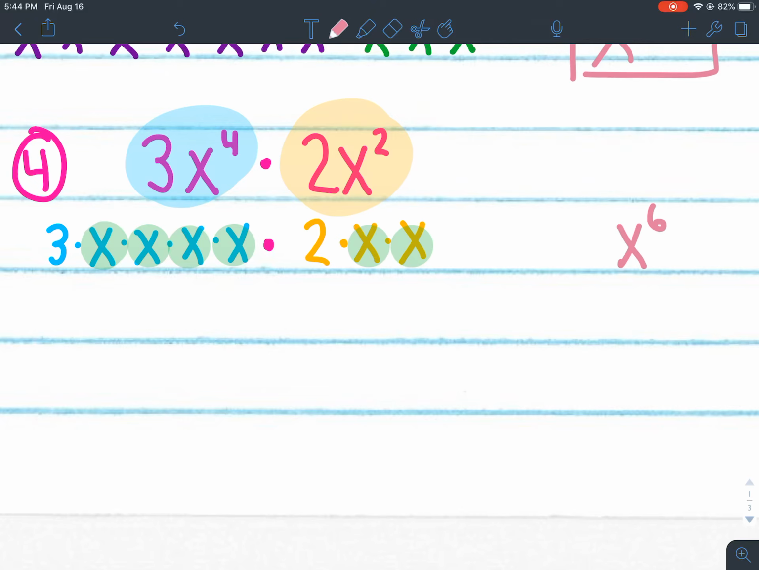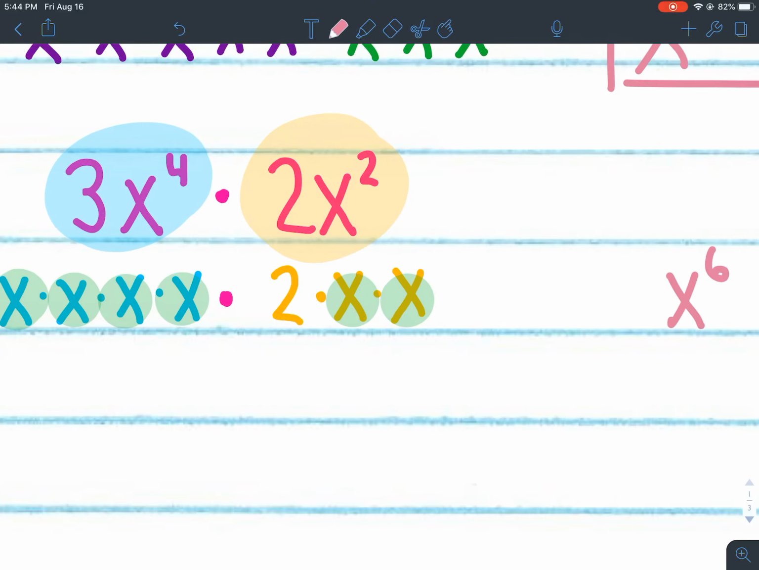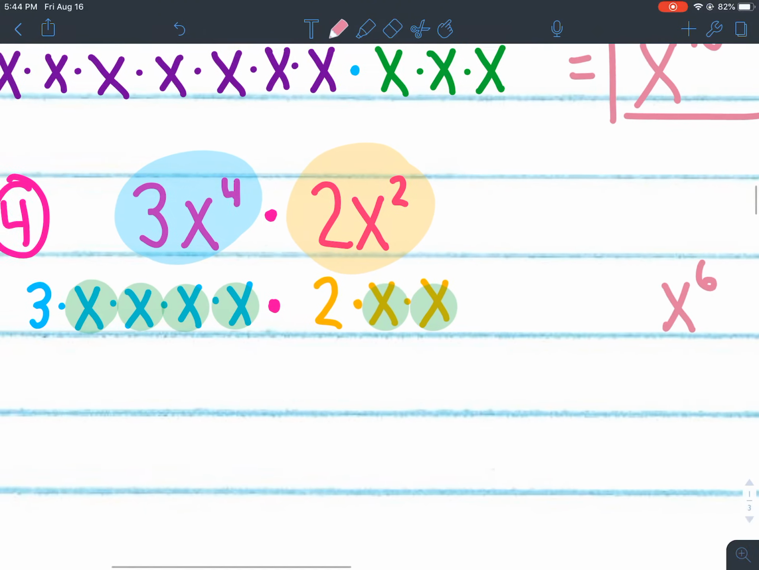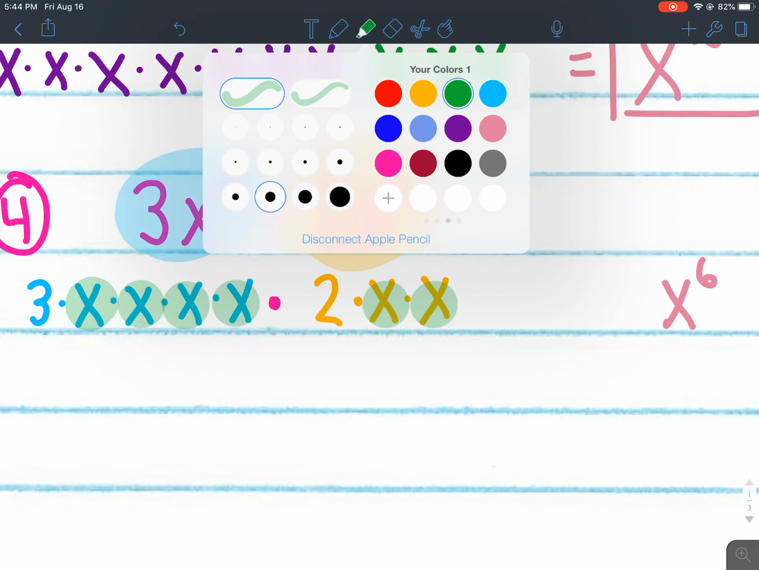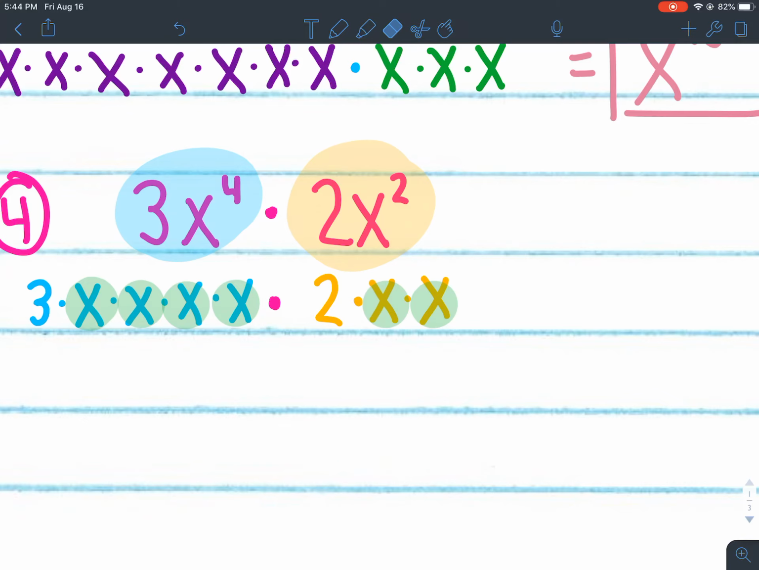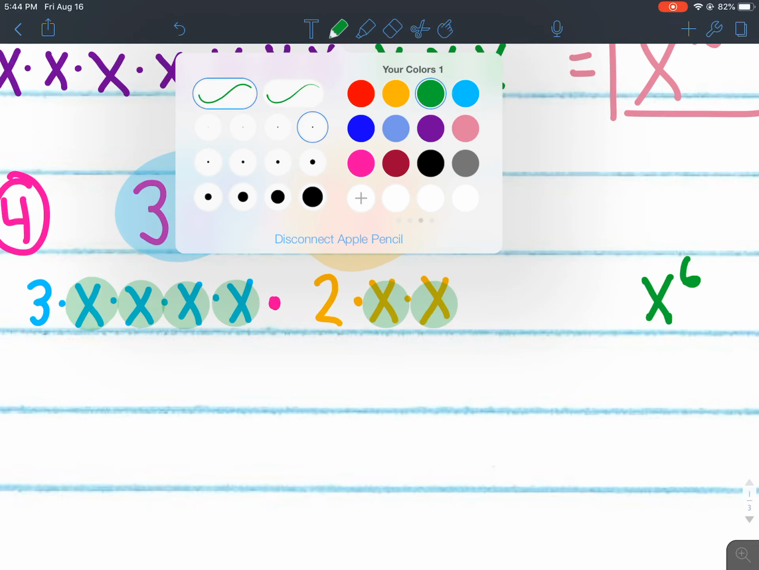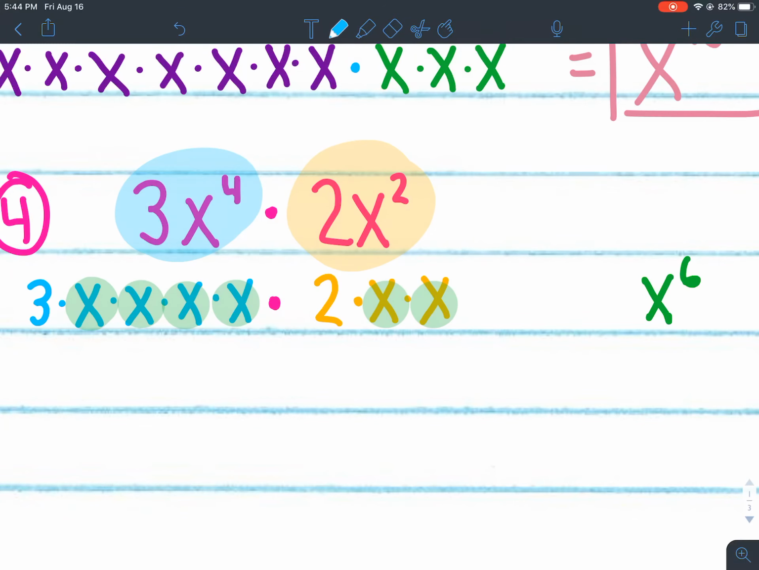So again, you're just adding up the amount you have, right? And that was the same rule that we could use earlier, and I'll go ahead and go back to that. And then you could have x to the 6th. And now I have 2 and 3 left, right? But it's still 3 times 2. So I could still multiply these, and I'd get 6.